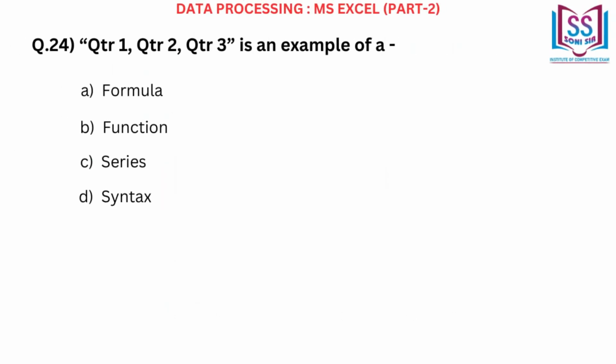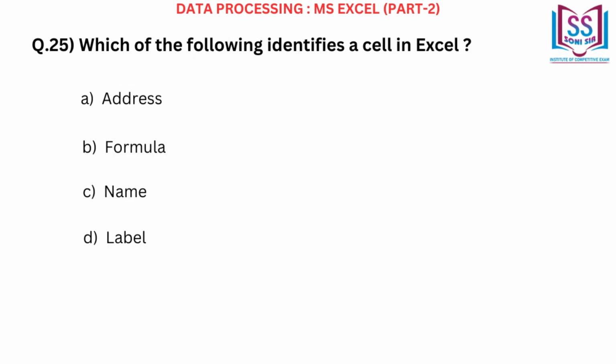QTR1, QTR2, QTR3 is an example of A. Formula. B. Function. C. Series. D. Syntax. Correct answer C. Series.